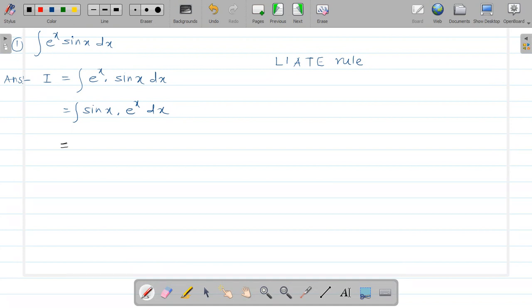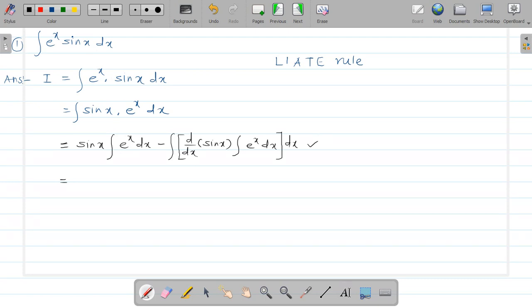So that is equal to, now sin x as it is into integration of e raised to x dx minus integration into bracket derivative of sin x into integration of e raised to x dx with respect to x. Now just here we apply the rule. Okay, now complete the answer.